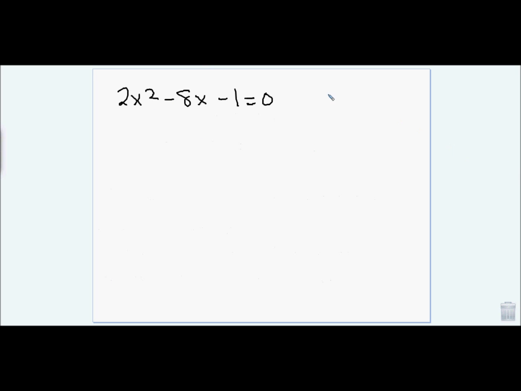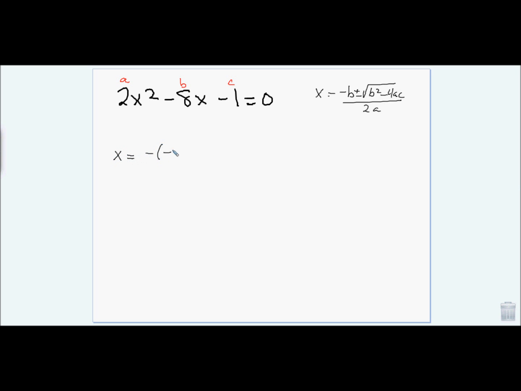Okay, so now that we have this formula, what do we do with it? First of all, your equation needs to be set equal to 0. If it's not, we need to make it equal to 0. Once it's set equal to 0, this number is A, this number is B, this number is C. And we plug those in.